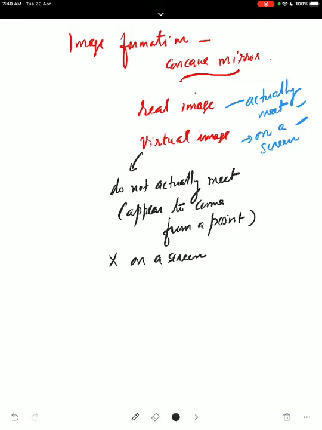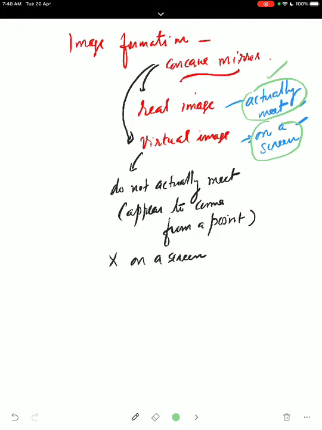So a concave mirror can form a real image as well as a virtual image. Real image means that after reflection, the rays actually meet at a point, and it can be taken on a screen.